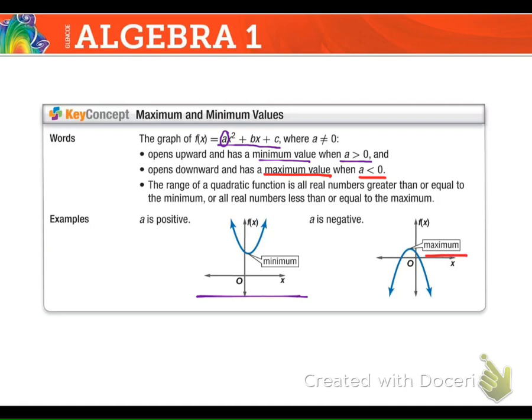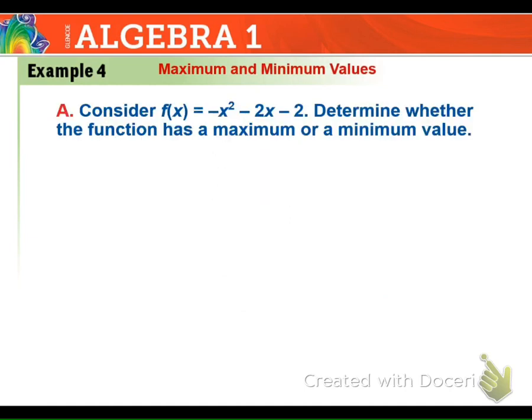So those max and mins are going to make a decision for us when it comes to domain and range, as we've talked about in the past. So we want to make sure that we know, is a positive or negative, because that's going to help us out. So getting started, if we want to consider f of x is equal to negative x squared minus 2x minus 2, the first thing I want us to do is go through and decide what are my a, my b, and my c values. So take a moment and go and do that.